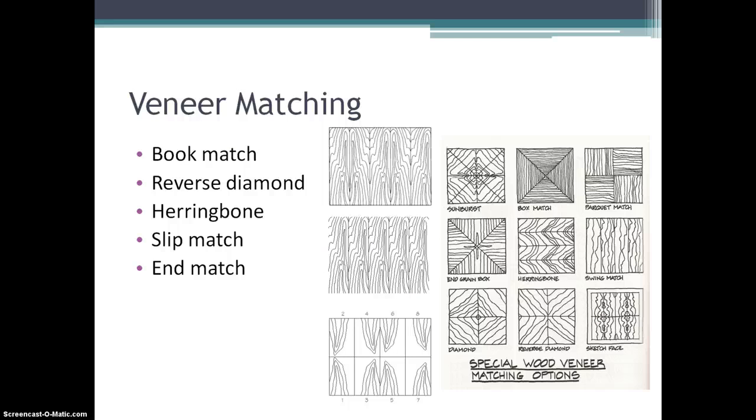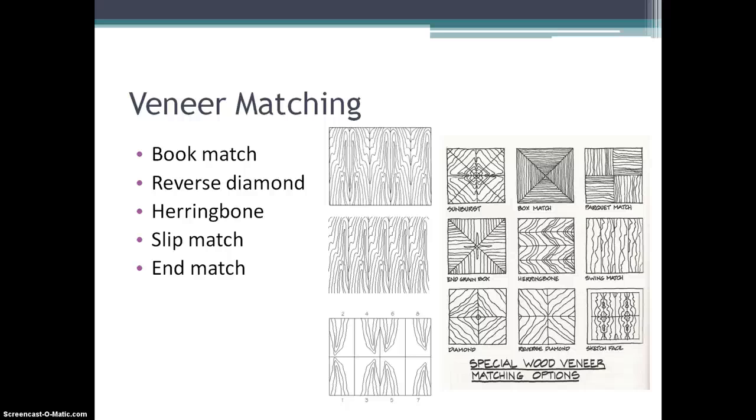Then there's wood veneer matching, where you can arrange the leaves in many different sequences to form patterns and effects. There are many types of veneer matching, but these are the five main ones: book match, reverse diamond, herringbone, slip match, and end match. There are examples of the herringbone and the reverse diamond on the diagram, and from top to bottom of the three are book matching, slip match, and end match.